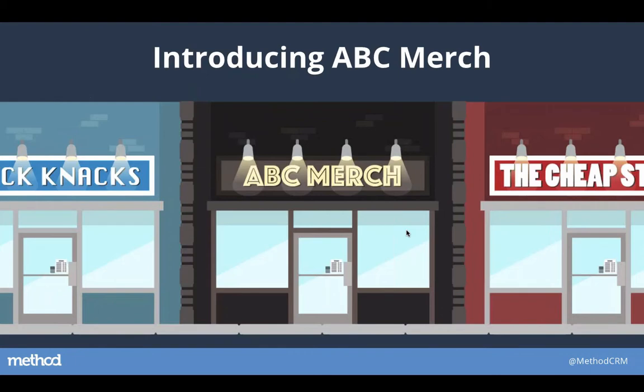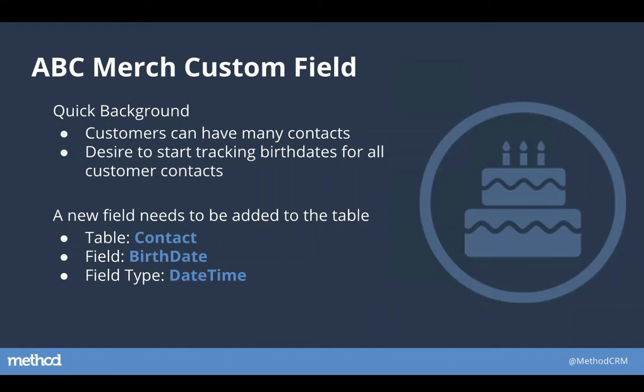Now we're going to introduce company ABC. This is a company that is using Method, and they have a need to start tracking some custom information. So quick background, this is where customers can have many contacts. They have a whole bunch of customers, and they're syncing them with QuickBooks. So their QuickBooks customers are appearing inside of Method, and they have additional contacts at all these companies that they're dealing with, and they want to start tracking the birth date for all their individual contacts that they interact with. The reason they're doing this is because they want to show them some love. They want to make them feel special on their special day. So perhaps they will send them a small little gift on that day, right?